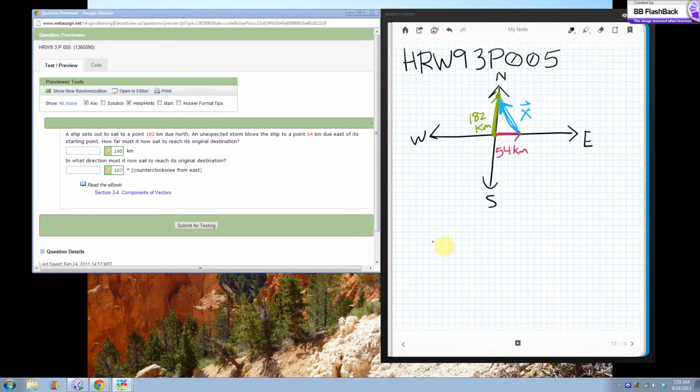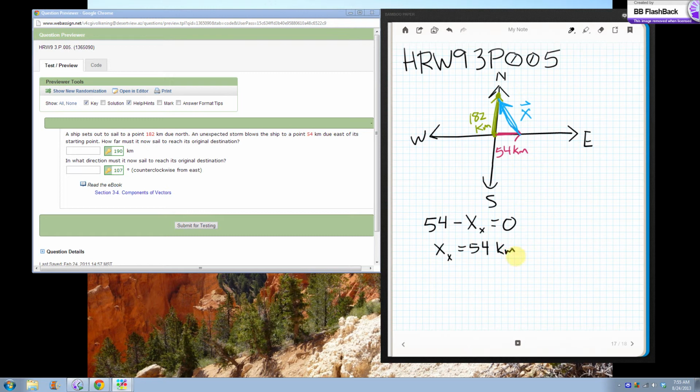I'll turn this back to black so you can read it better. Now I know that the x component of 54 minus the x component of this one is going to give me 0, because I have no x on the 182. That's due north. It's all y. So I know that 54 plus the x component of x, well, plus is being negative, so I should make that just minus, is going to equal 0. Therefore, the x component of x is just 54 kilometers.